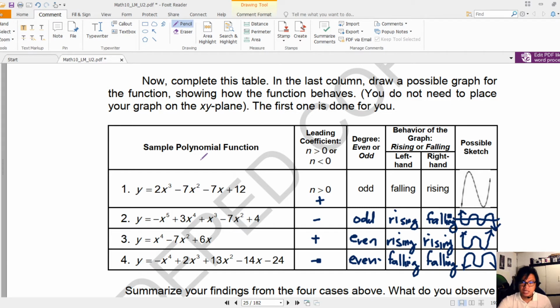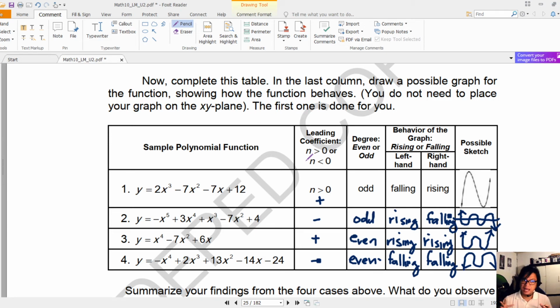So, summarize lang siya. Pag yung leading coefficient natin is positive, then odd yung degree, the graph is falling, rising. Pag negative naman yung leading coefficient, then odd yung degree, it's rising, falling. Pag positive yung leading coefficient, even siya, rising, rising. Pag negative naman yung coefficient, and even yung degree, the possible sketch of the graph is falling, falling. So, ito yung ating summary. By simply looking at the given polynomial function, pwede na yung sabihin, magiging ganito yung itsura niya.